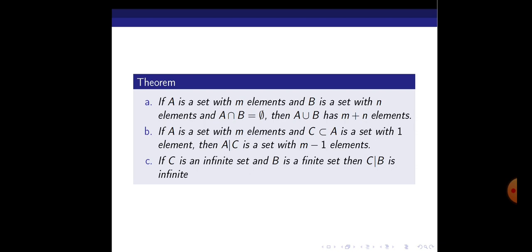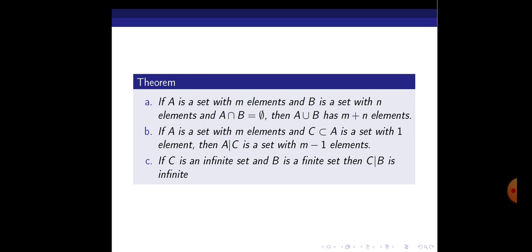So the first part of the theorem states that if A and B are two disjoint finite sets, one consisting of m elements and the other consisting of n elements, then its union consists of m plus n elements. And statement B is an equivalent statement of A as well, which states that if A is a finite set with m elements and C is a subset of A with exactly one element, then A minus C has only m minus 1 element.